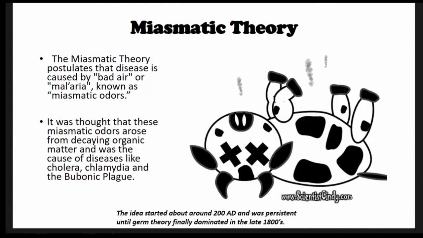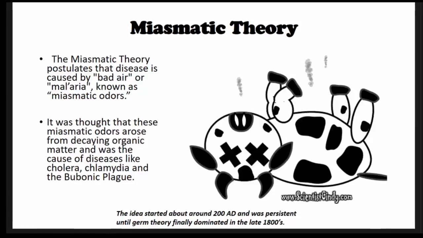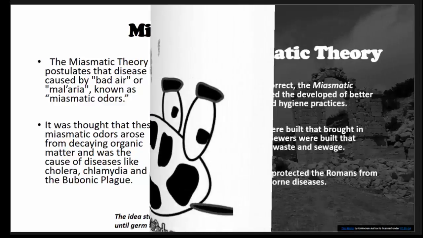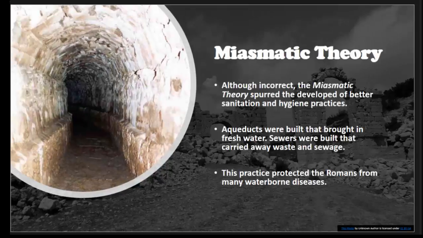Miasmatic theory. The miasmatic theory postulates that disease is caused by bad air, or malaria, known as miasmatic odors. It was thought that these miasmatic odors arose from decaying organic matter and were the cause of diseases like cholera, chlamydia, and the bubonic plague. Although incorrect, the miasmatic theory spurred the development of better sanitation and hygiene practices.